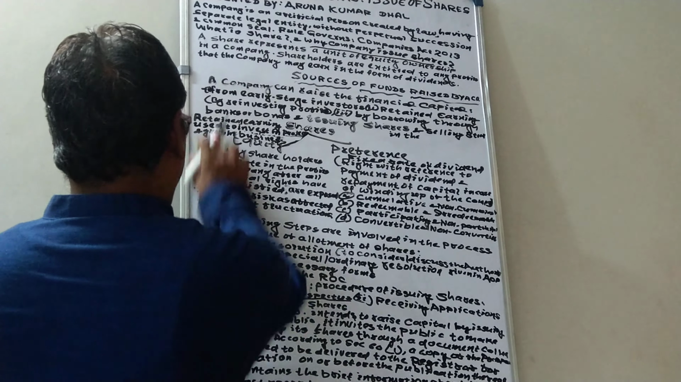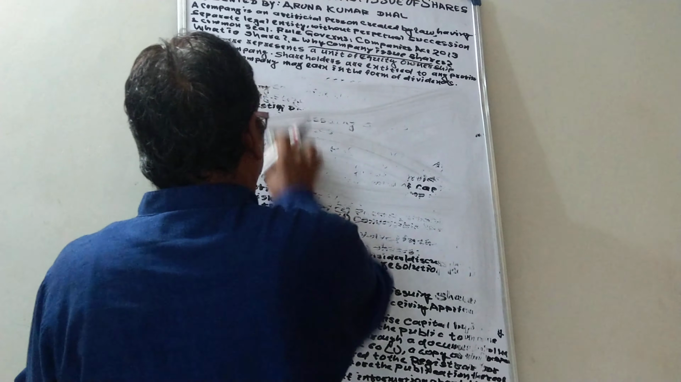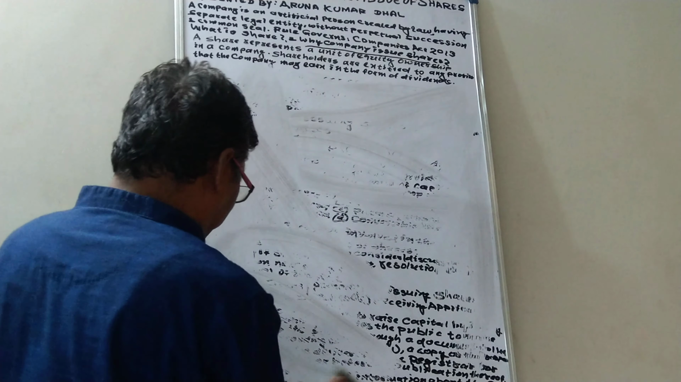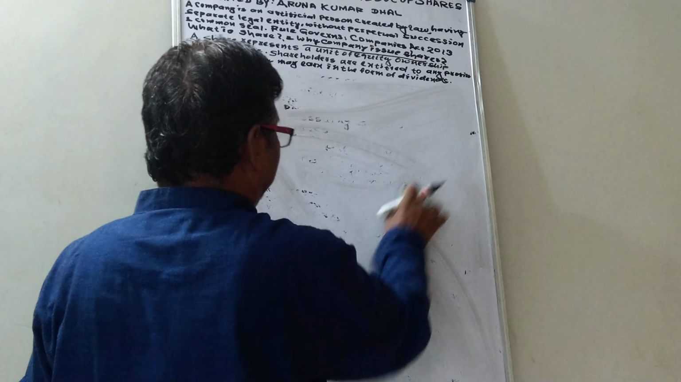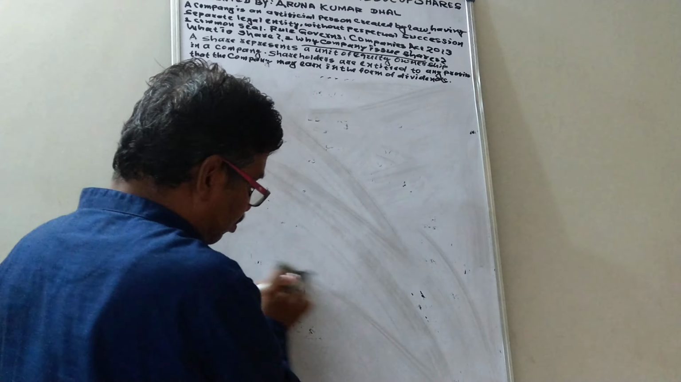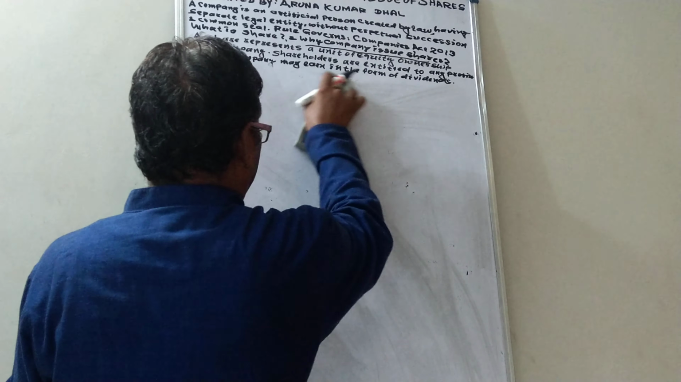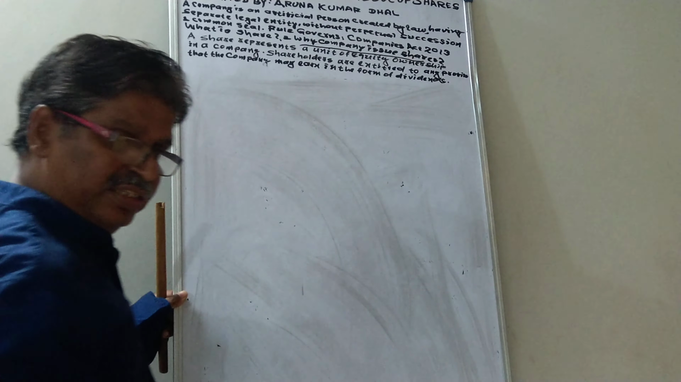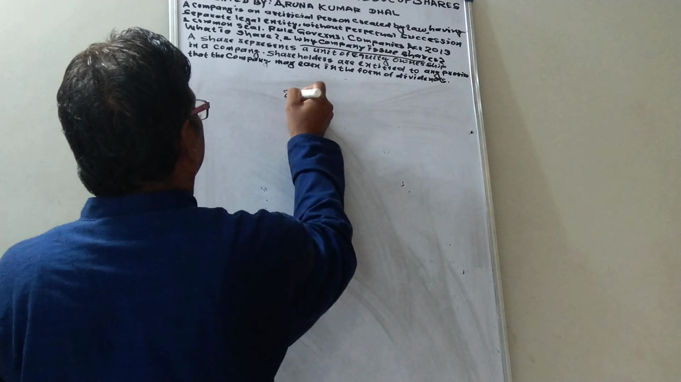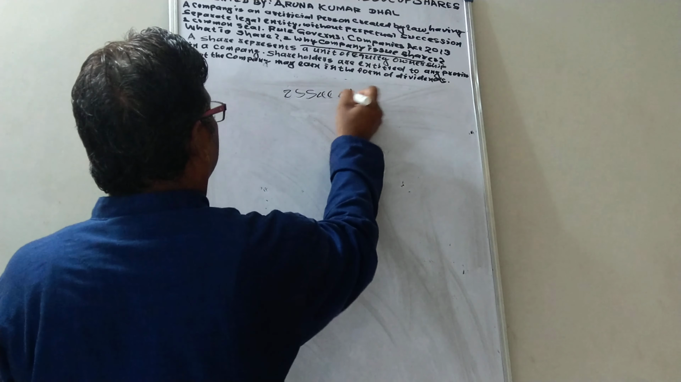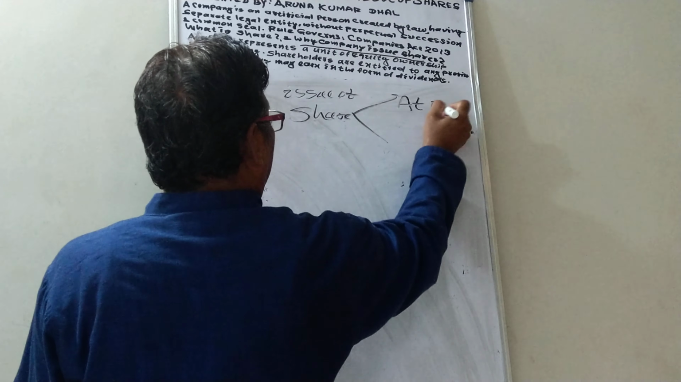So the shares of a company are issued to the public in 3 ways: at par, at a premium, or at a discount. Generally, for a newly created company, issue of shares at a discount is not allowed unless it gets permission from the central government. So it can be issued either at par or at a premium.